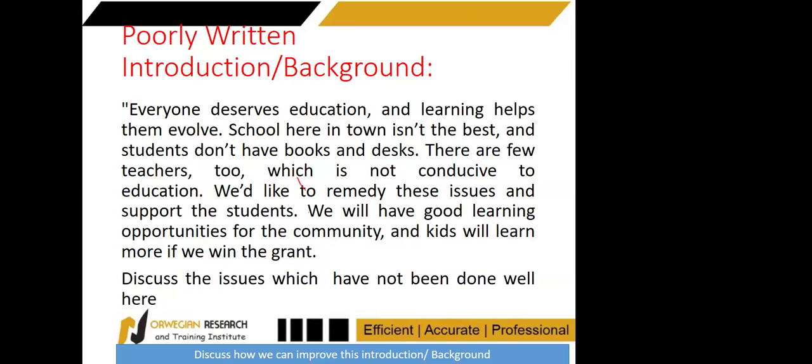No sustainability plan mentioned. That is true. There is no sustainability plan. Yes. So please, there is so much that is missing in this particular background.